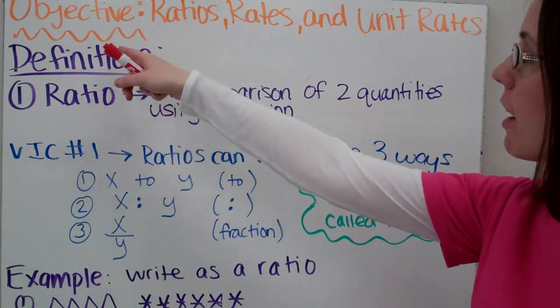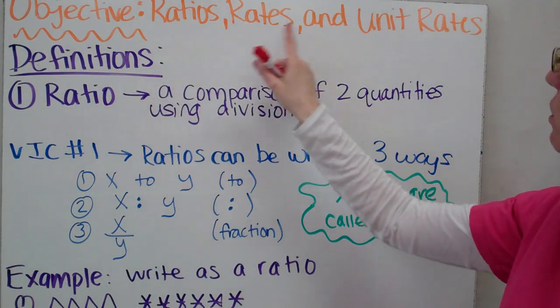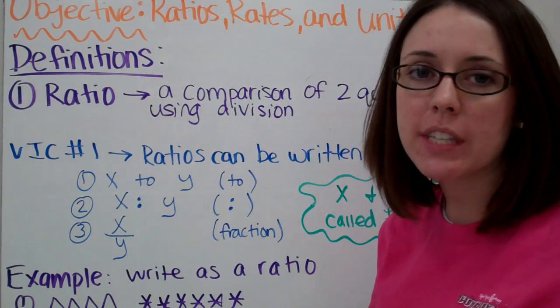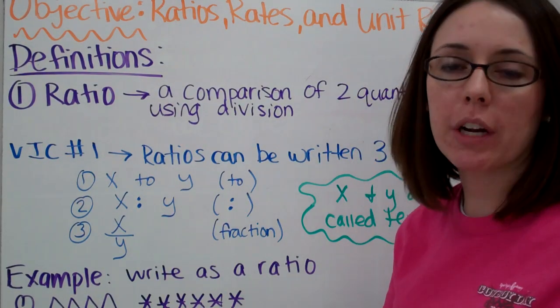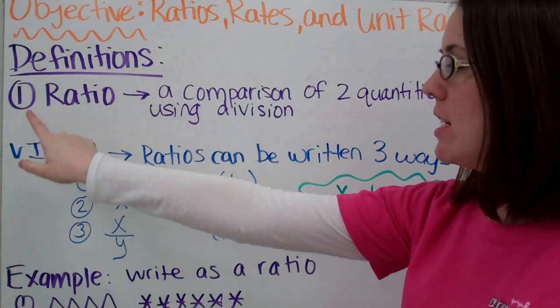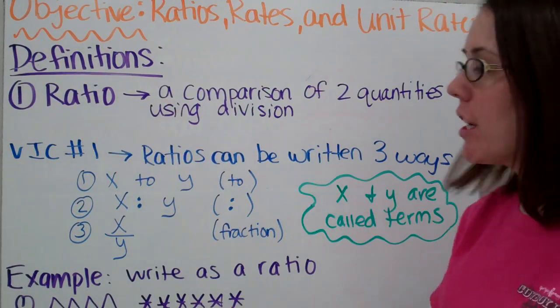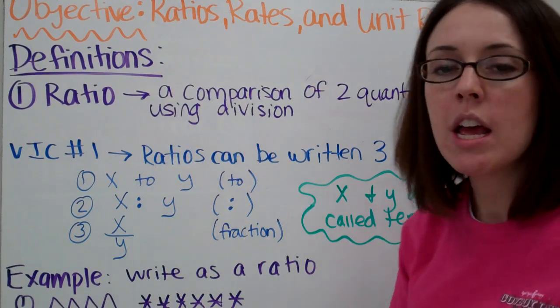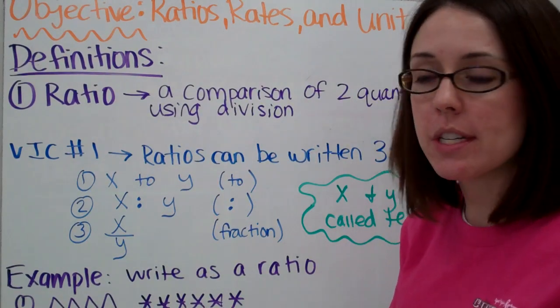Guys, today we're going to be covering the objective of ratios, rates, and unit rates. I'm just going to be explaining what they are. I hope you've seen them before, and talking about how we're going to use them. Definition number one. A ratio is a comparison of two quantities using division.